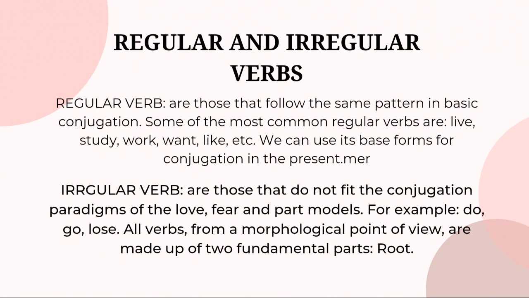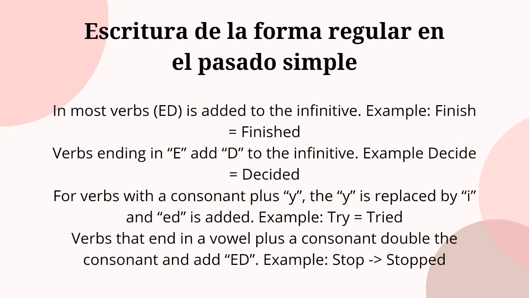There are also some rules to know how to write regular verbs since there are some exceptions. In most verbs, -ed is added to the infinitive. Example, finish to finished. Verbs ending in e add d to the infinitive. Example, decide to decided. For verbs with a consonant plus y, the y is replaced by i and -ed is added. Example, try to tried. Verbs that end in a vowel plus a consonant double the consonant and add -ed. Example, stop to stopped. As examples of the regular ones we have stop, learn, try in their conjugation.